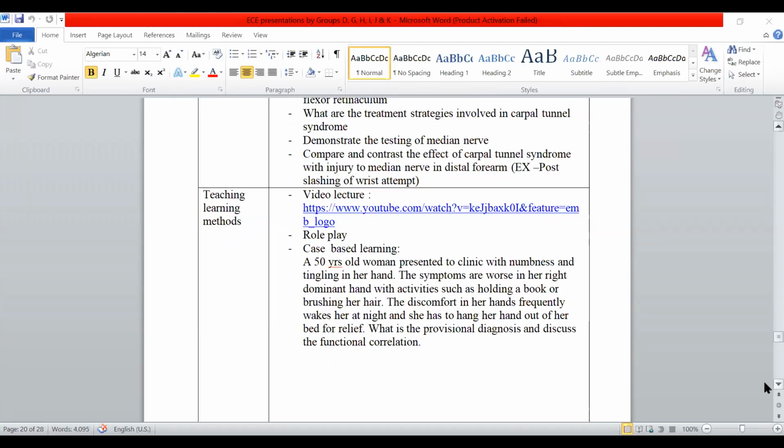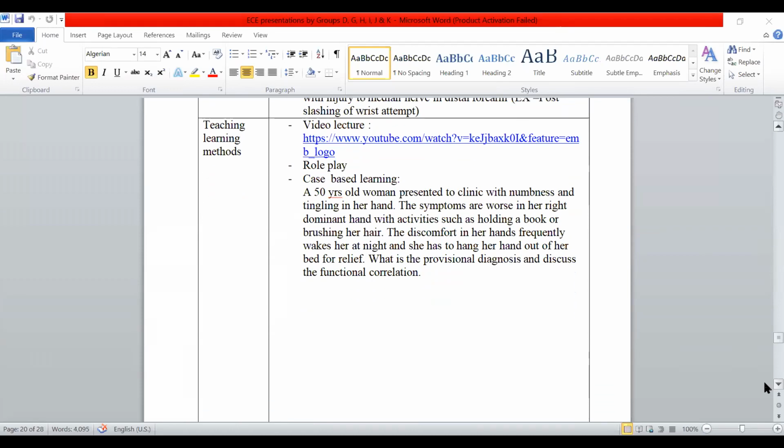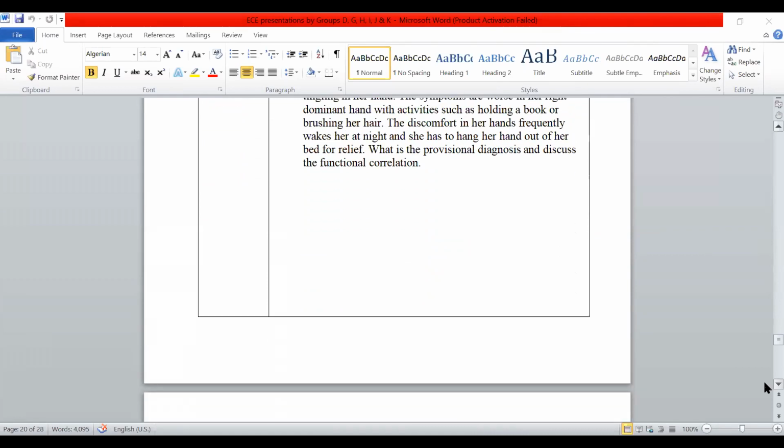A 50-year-old woman presented to clinic with numbness and tingling in her hand. The symptoms are worse in her right dominant hand with activities such as holding a book or brushing her hair. The discomfort in her hands frequently wakes her at night and she has to hang her hand out of her bed for relief. What is the provisional diagnosis, and discuss the anatomical and functional correlation of this case.